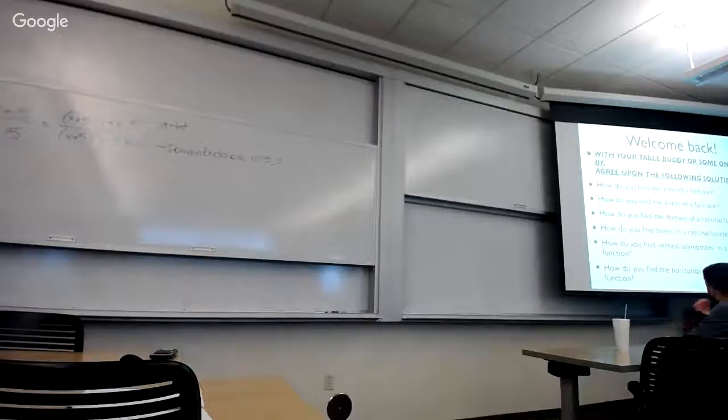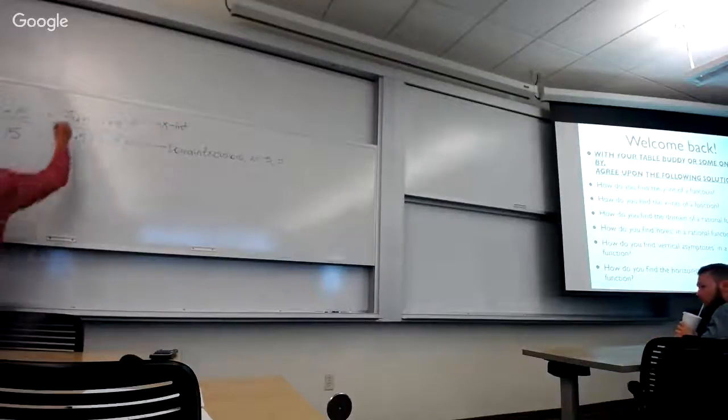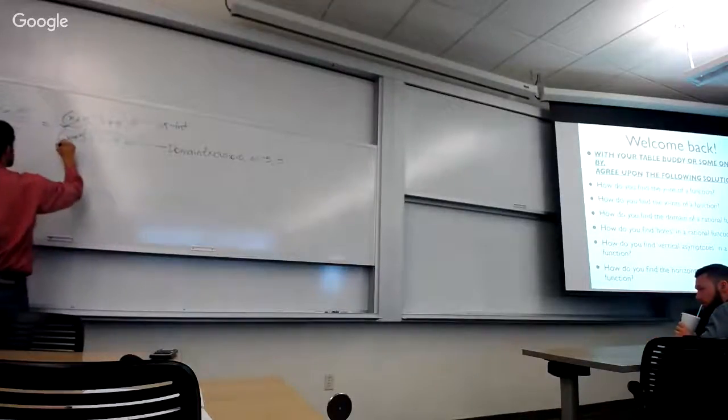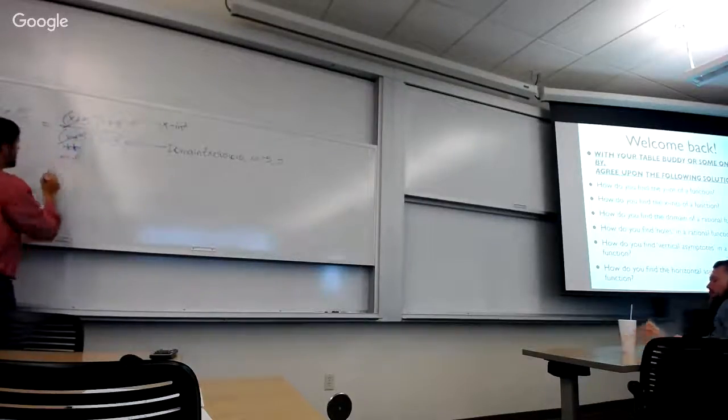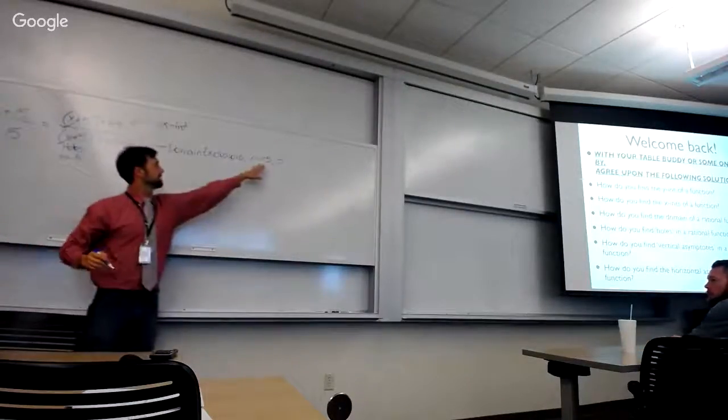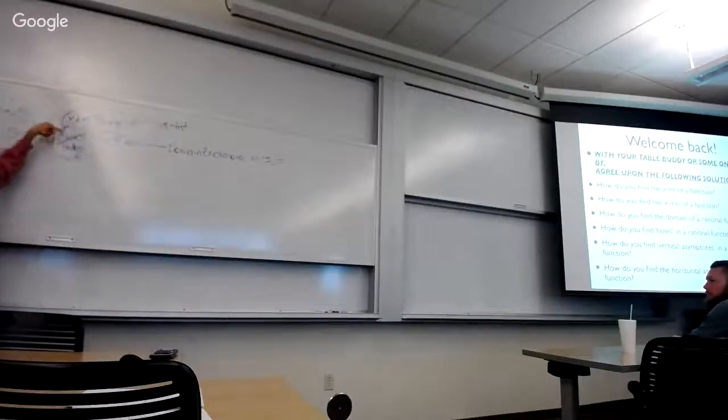How do you find the holes in a rational function? Yeah, exactly right. So these two cancel out, and that represents a hole. And so we have a hole at x equals negative 5. So that was a domain exclusion. We're not allowed to plug negative 5 into this function because it would cause you to divide by 0. And graphically, what you see at x equals negative 5 is a hole.